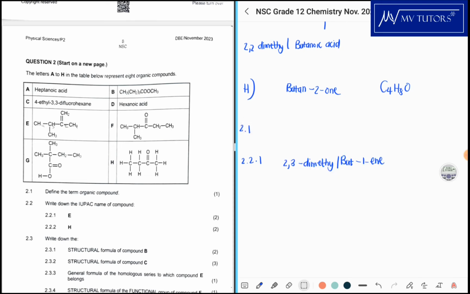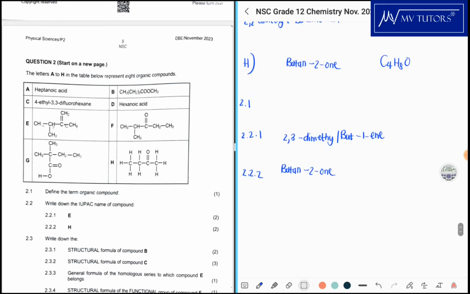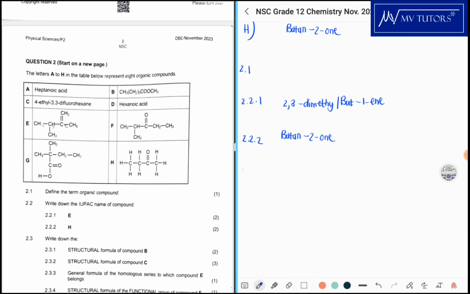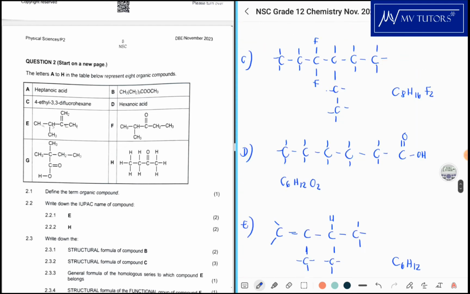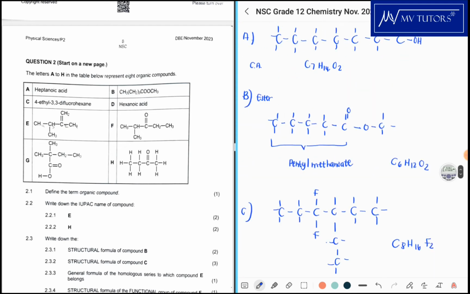Okay, and then 2.2.2, what is the IUPAC name for compound H? We have it there as well, butan-2-one. All right, and then we are there now at question 2.3. So it says write down 2.3.1, write down the structural formula for compound B. I think we already put it there, but we're gonna have to be a little bit elaborate. I'll show you now what I mean by that.